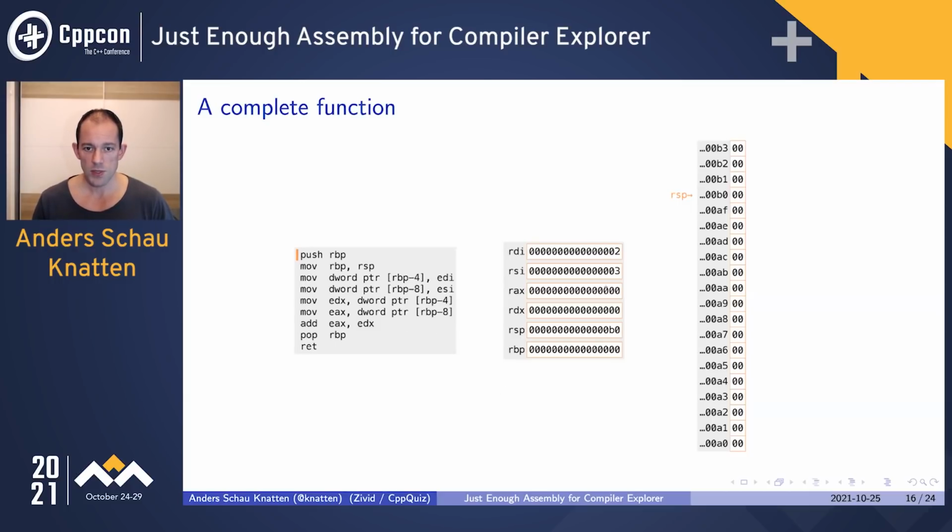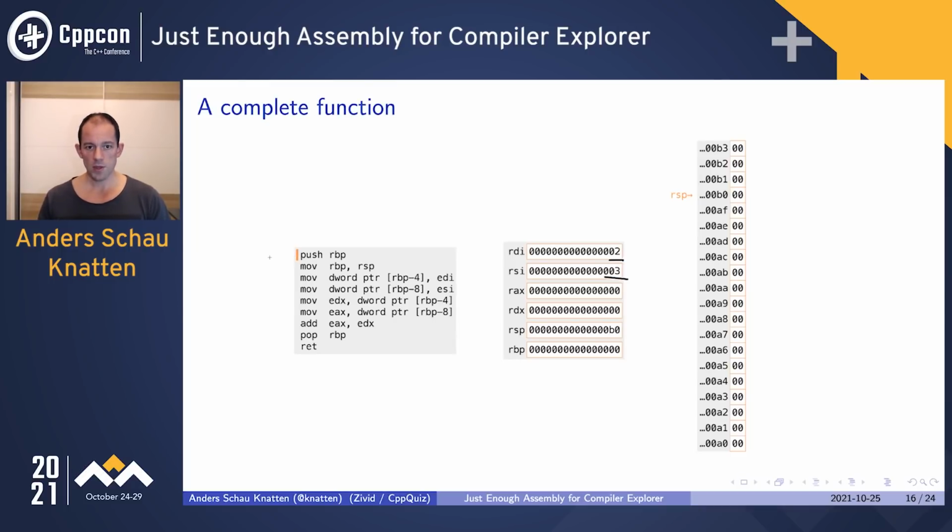So if you see here, I have already filled in 2 and 3 for RDI and RSI, because whoever called the sum function will have put, say they wanted to compute the sum of 2 and 3, the 2 and the 3 into those registers that the calling convention specifies. And then we get on with our function implementation.